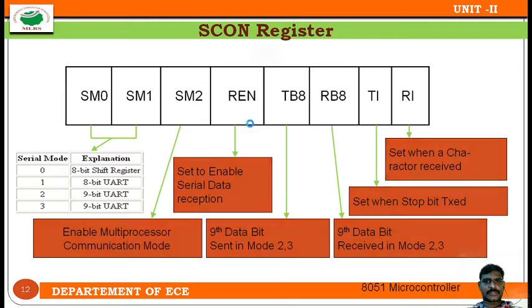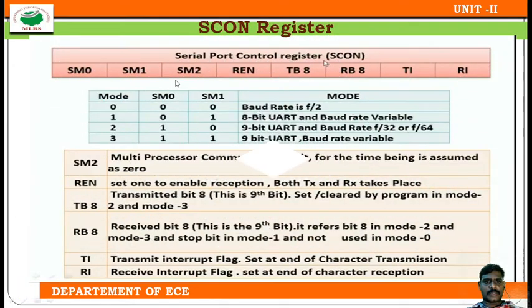So these are the 8 bits. Here I'm giving the in-depth details of the modes of operation: mode 0, mode 1, mode 2, mode 3. SM0 and SM1 will tell us about the mode: the shift register mode with a fixed baud rate, the 8-bit UART mode with variable baud rate, the 9-bit UART mode with a baud rate of 32 or 16, and the 9-bit UART mode with a variable baud rate. These are the things in the SCON register.